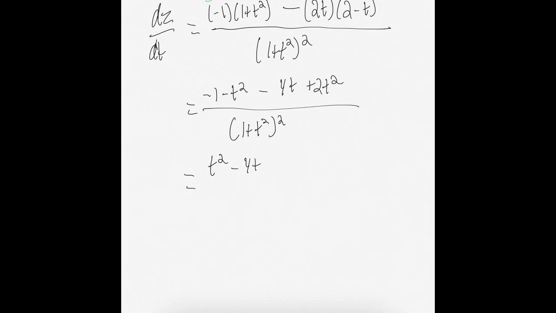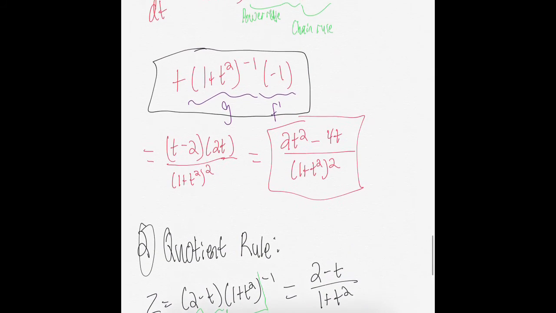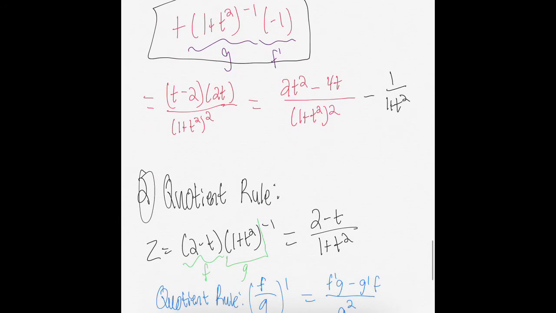However, if we go ahead and finish what we started down here, t squared minus 4t minus 1 over 1 plus t squared squared, this gives us our derivative. In fact, let me go ahead and double check what we did up here. Let me see what I would get. So let me go ahead and try and fix this real quick. Okay, so I need to do this thing, but then I need to do minus 1 over 1 plus t squared.